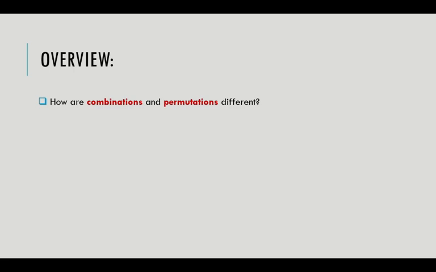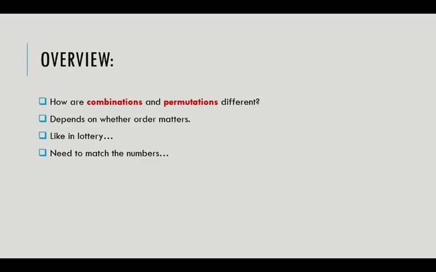Now, let's begin by asking the question, how are combinations and permutations different? The answer is that it depends on whether order matters. If order does matter, we need one. If order doesn't matter, then we need the other. For example, in a lottery, we know we need to match the numbers when they draw them. But for most of the lotteries I've seen, we don't need to match them in order. We just need to select the right numbers. We don't have to select them in the same order.